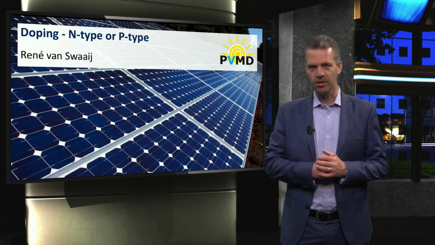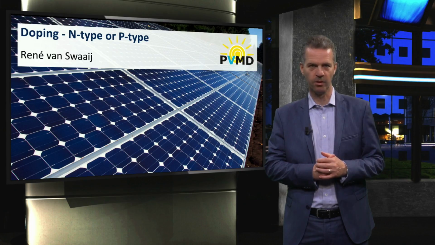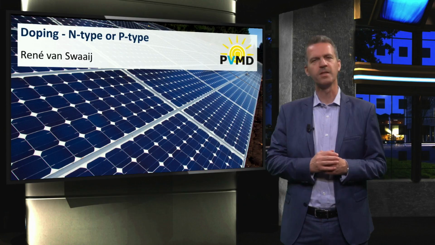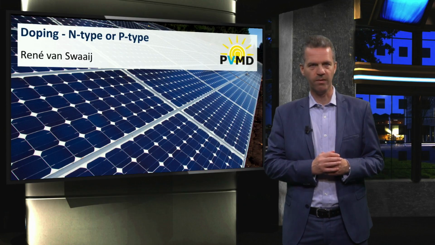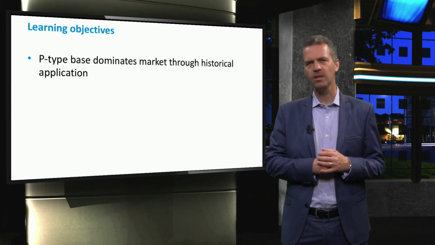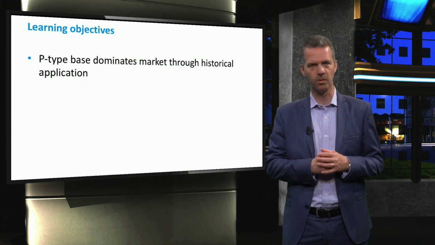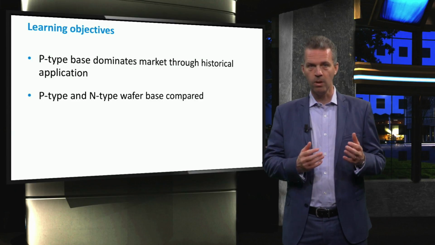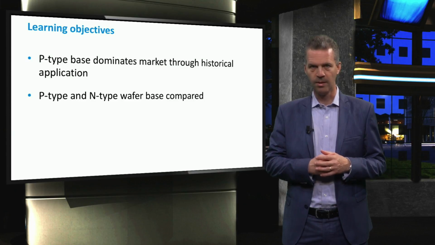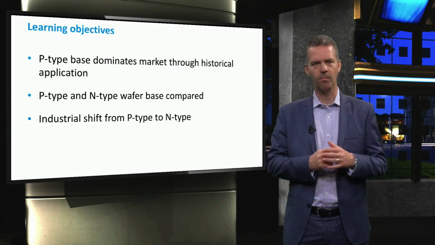We have discussed the doping process of a standard P-type wafer-based crystalline silicon solar cell. However, these days more and more solar cells are produced on N-type wafers instead. In this video we will show how P-type silicon became and still is the market leader for terrestrial photovoltaics. We will then compare some properties of P-type and N-type wafers that could lead to an industrial shift from P-type to N-type in the near future.